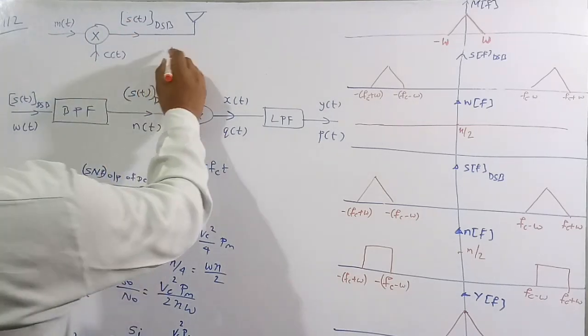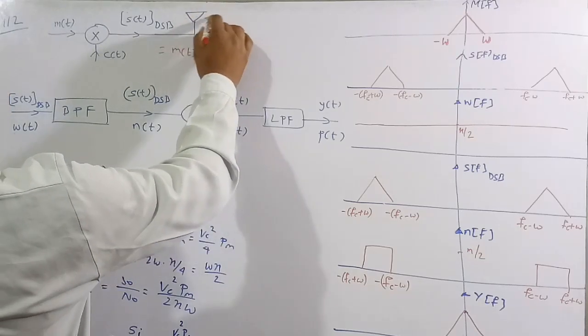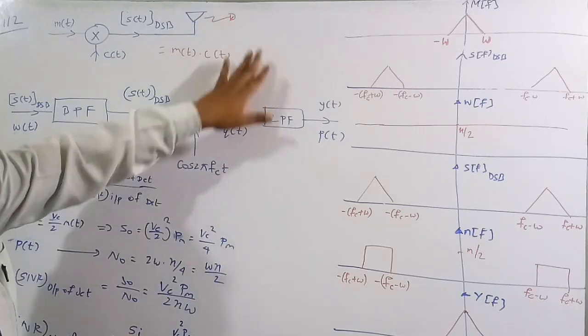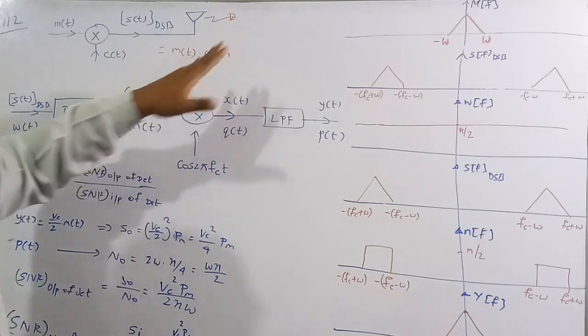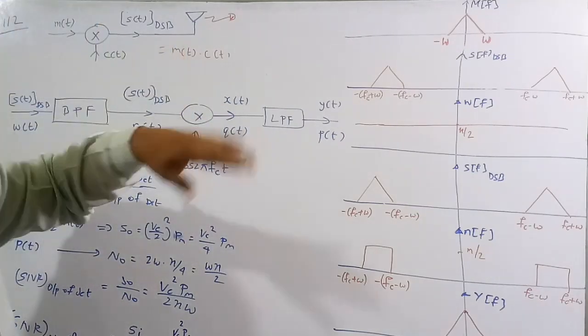So basically S_DSB(t) is equal to m(t) times c(t). This signal is going to be sent to the transmitter. So this is called a modulation technique at the transmitter. Now I want to keep a demodulation circuit at the receiver in order to get back the same signal m(t).